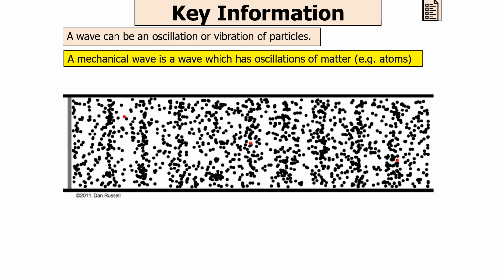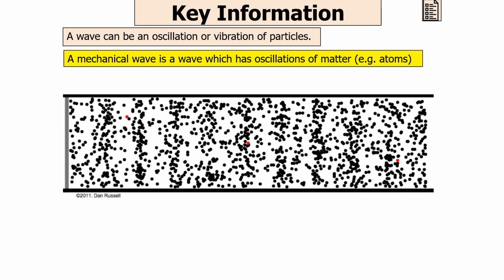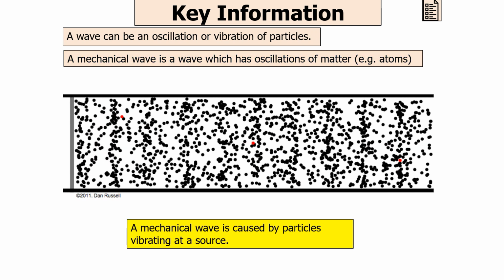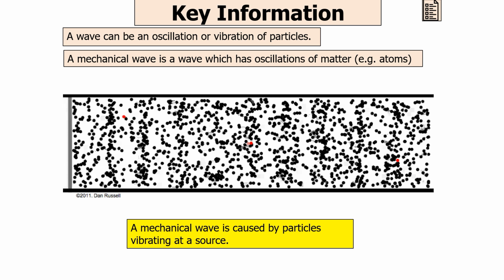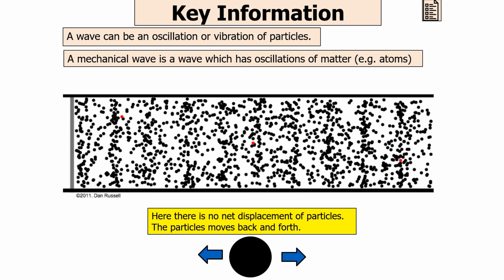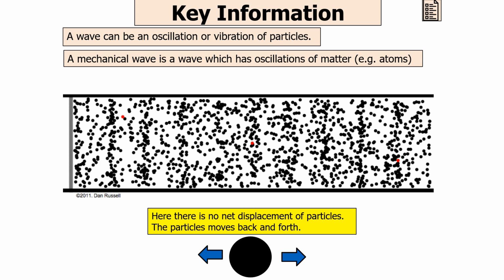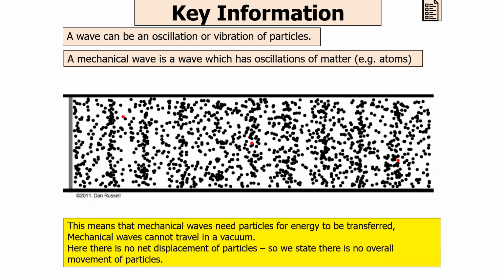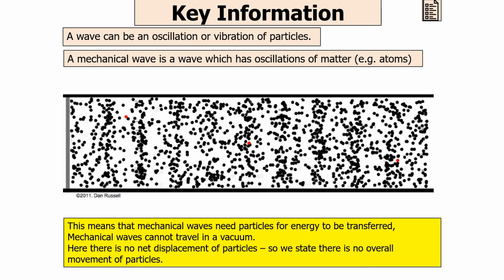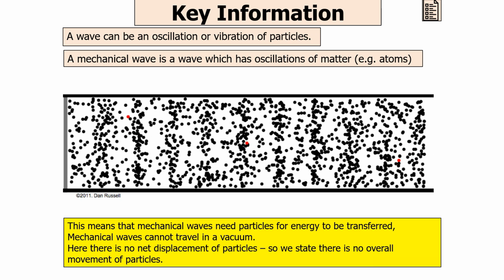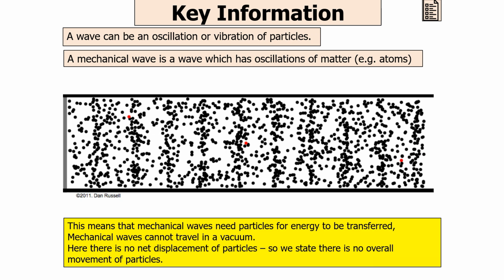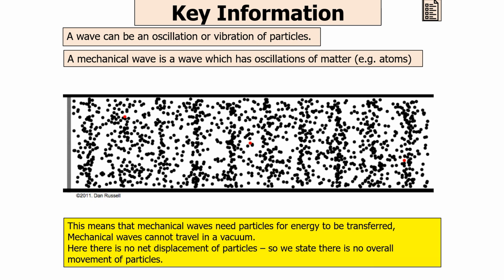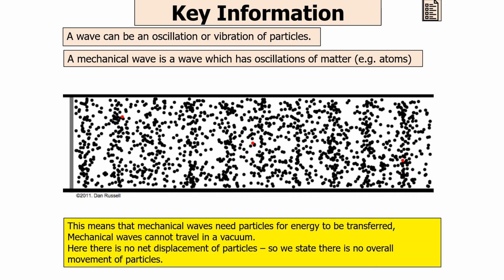So a mechanical wave is a wave which has oscillations of matter, for example atoms. So a mechanical wave is caused by particles vibrating at a source. Now in this animation there is no displacement of particles. The particles are moving backwards and forwards. Now this means that for mechanical waves you need particles for the energy to be transferred. Mechanical waves cannot travel in a vacuum. And remember, there is no net displacement of particles, so we state there is no overall movement of particles.